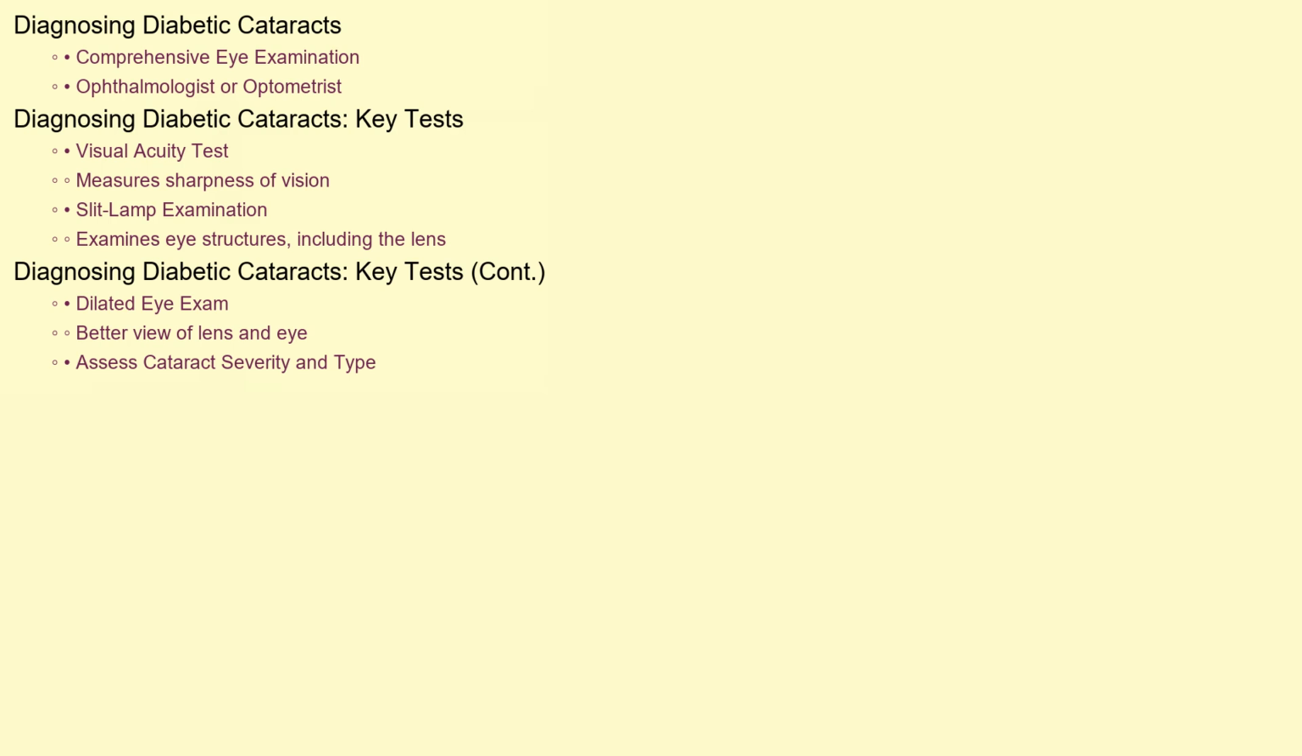Diagnosing diabetic cataracts involves a comprehensive eye examination by an ophthalmologist or optometrist. This typically includes a visual acuity test to measure your sharpness of vision, a slit lamp examination to examine the structures of the eye, including the lens, and a dilated eye exam to get a better view of the lens and other parts of the eye. These tests help the eye doctor assess the severity and type of cataract present.